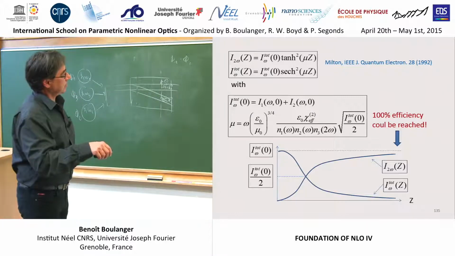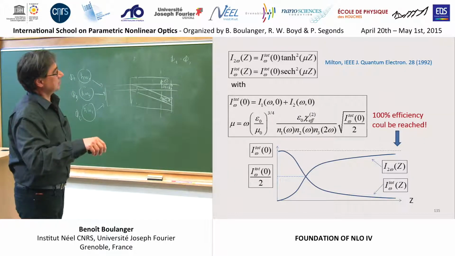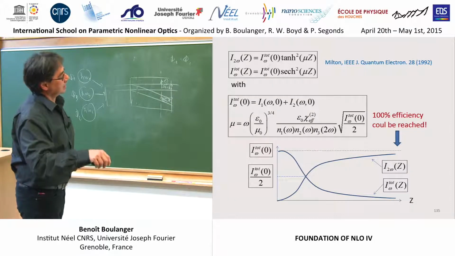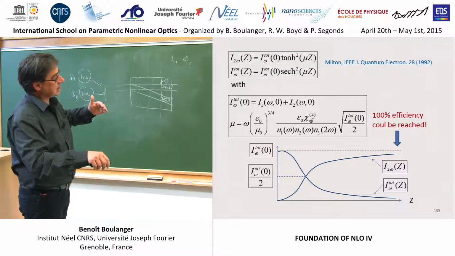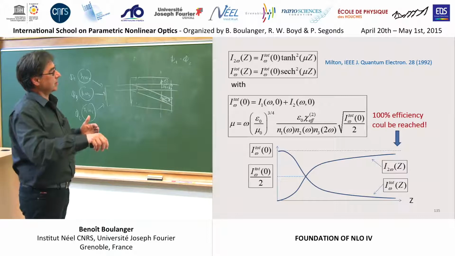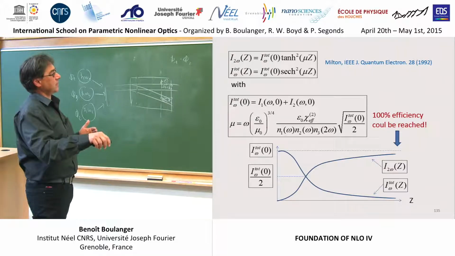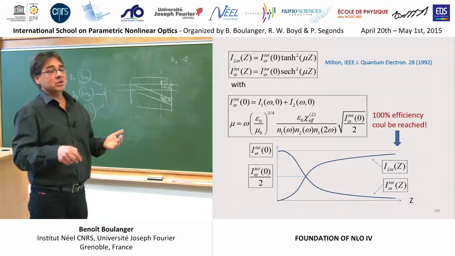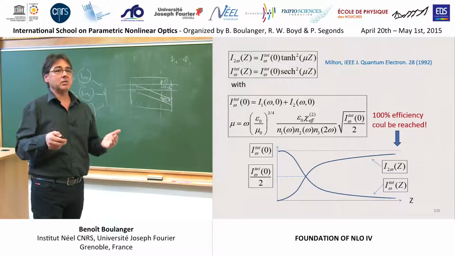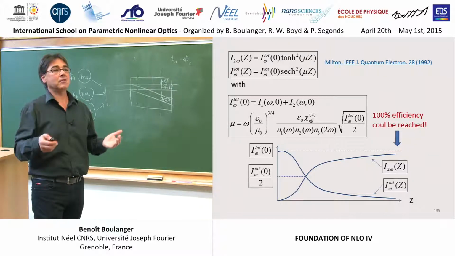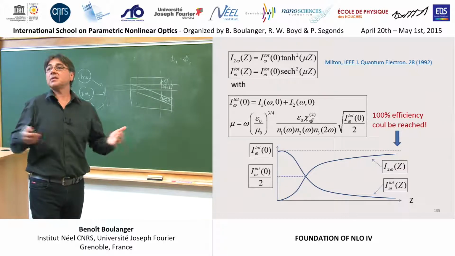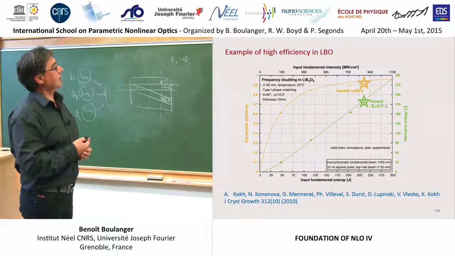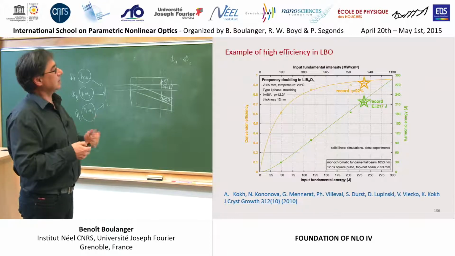And so here I have plotted the total intensity at the fundamental omega. Obviously, you have a decrease of this, and correspondingly an increase of the second harmonic intensity. So the question is whether we are going to be able to reach 100% efficiency. Theoretically, it's possible. And some people did very nice work in very difficult situations.